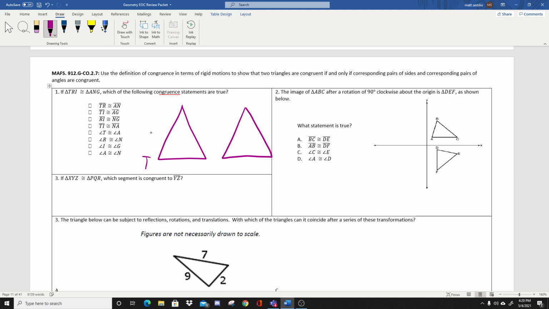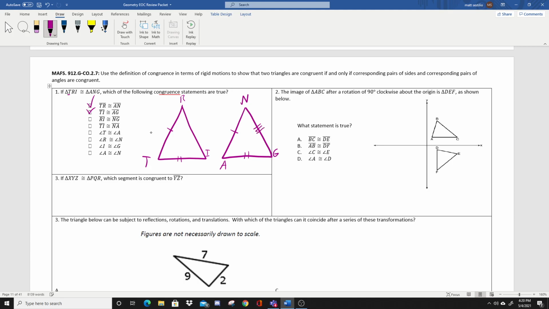And if I start with T here, that means A has to be here for the next triangle since it's the first letter. If I put R here, it's the second letter. N's got to be here. This would be I. This would be G. So TR is congruent to AN. That is true since these triangles are exactly the same. That means this side has to be the same as this side, so that works. TI is to AG. That is true.